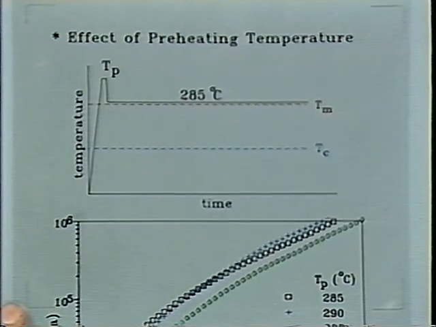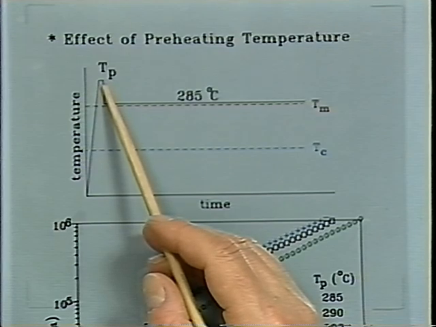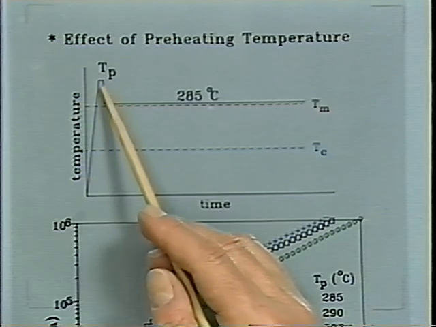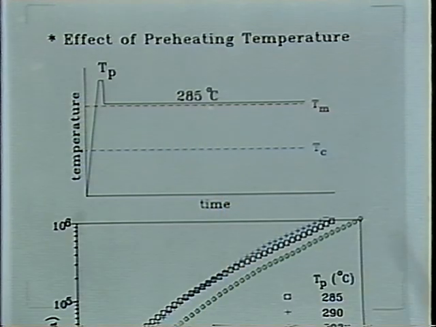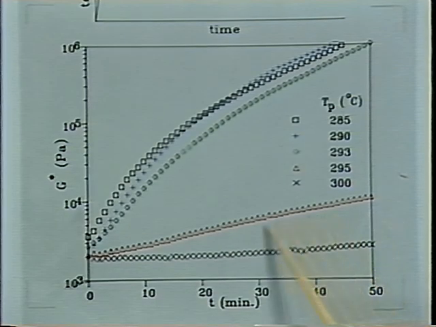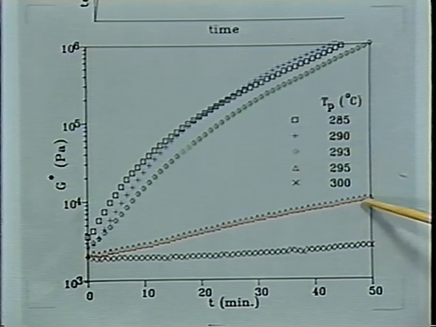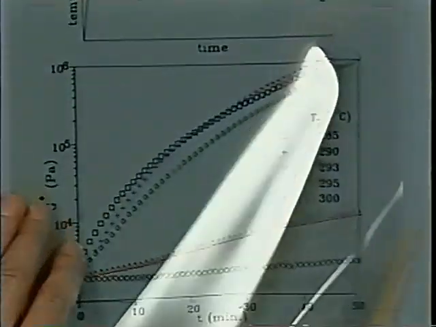We can preheat the sample now for a short time and melt part of that structure. See, our hypothesis is partial melting, leaving some nuclei in the system, and then going to some new temperature, 285, and observe the crystallization. And you can see if we heat up to 300 degrees, a very high temperature, nothing is occurring. If we go to 295, a little bit is occurring. But if we stay below that, let's say 290 and below, the crystallization is very, very strong.